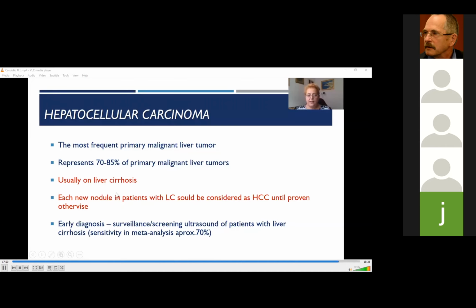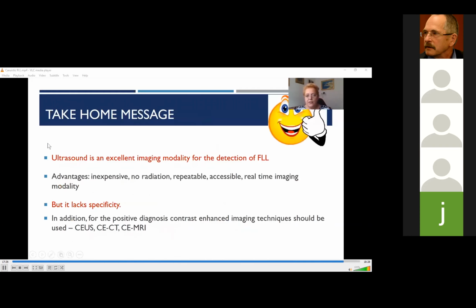Early diagnosis can be done by surveillance, by screening by ultrasound in patients with liver cirrhosis every 6 months, together with the measurement of alpha fetoprotein. So the take-home message of my presentation is that ultrasound is an excellent imaging modality for the detection of focal liver lesion, having the advantage that it is inexpensive. It doesn't radiate the patient. It is repeatable, accessible, and it is also a real-time imaging modality.